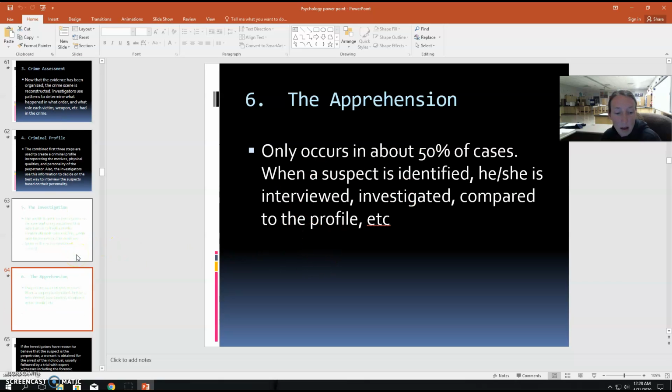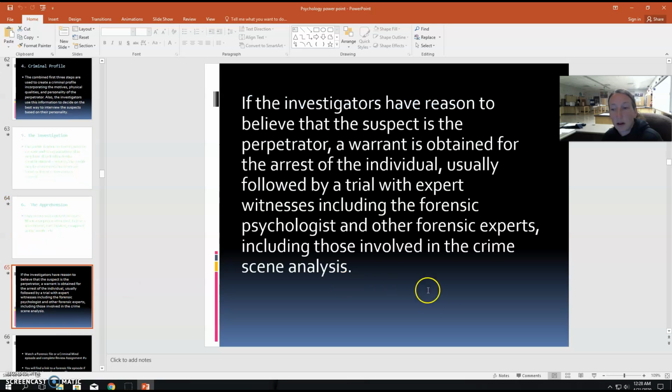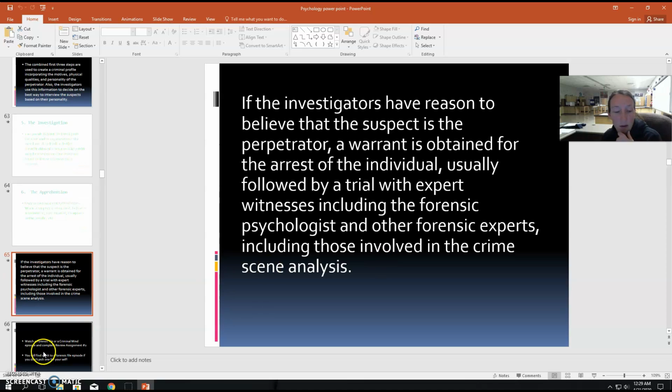Okay? All right. Let's just read through this. If the investigators have reasons to believe the suspect is the perpetrator, a warrant is obtained for the arrested individual, usually followed by a trial with expert witnesses, including forensic psychologists and forensic experts. Anybody that's a forensic expert involved in the crime scene analysis could be called into court.